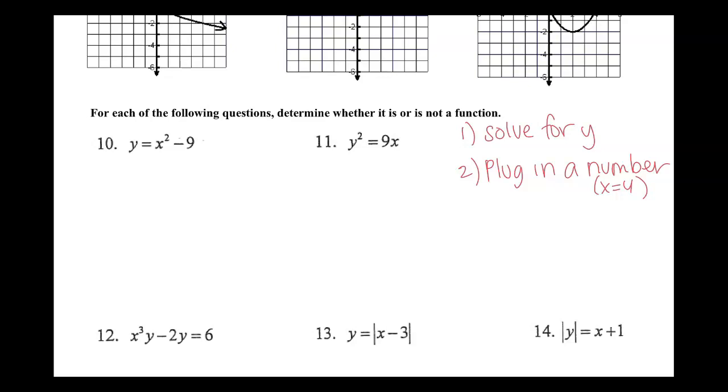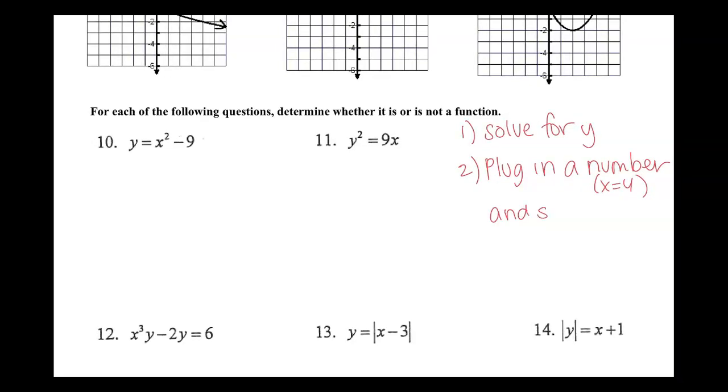The way I'm going to do that, once I plug in a number, is I want to see if there's going to be 2 outputs. What that's going to do is tell us if this is going to be a function or not.